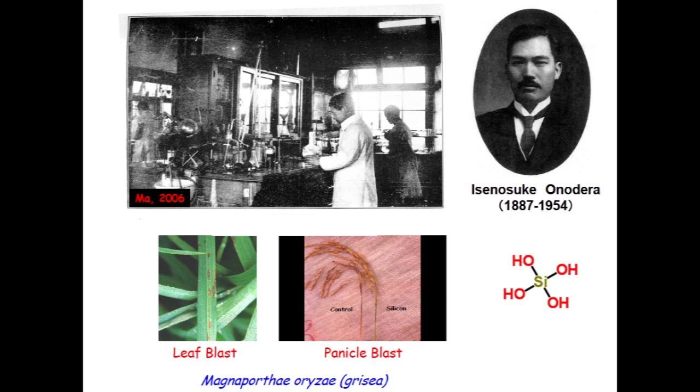Magnaporthe grisea, there's two phases of it. There's a leaf phase, we call it leaf blast, and then there's a panicle blast. And you'll be seeing this throughout the presentation.